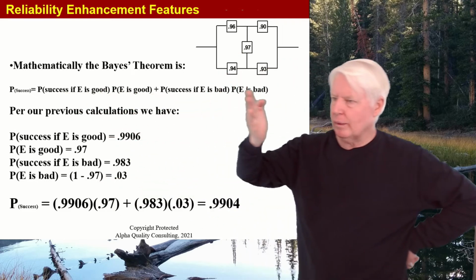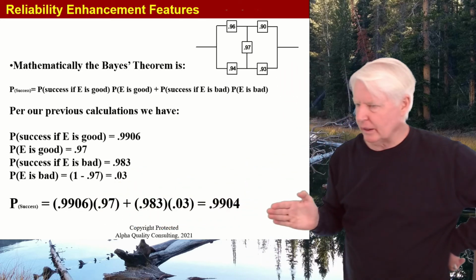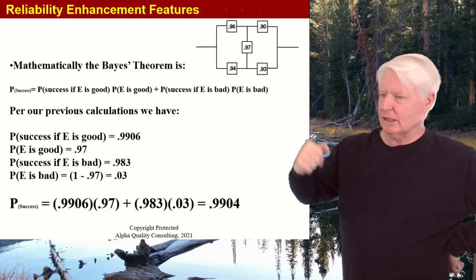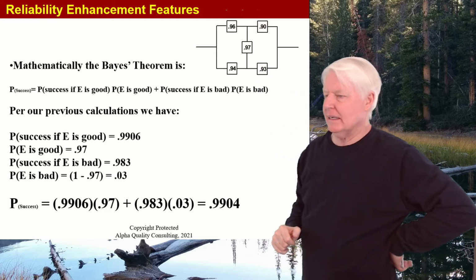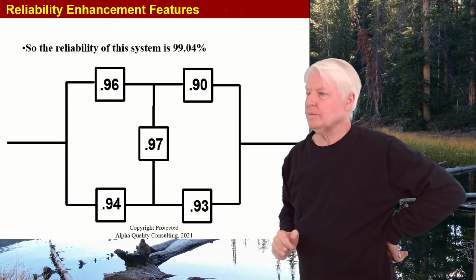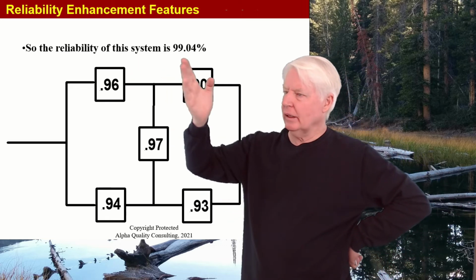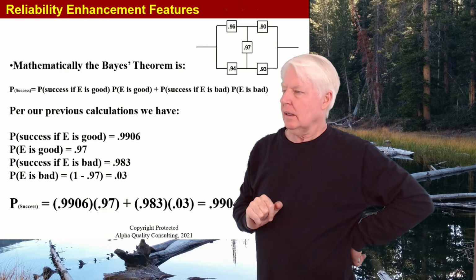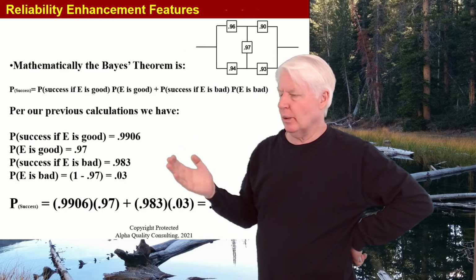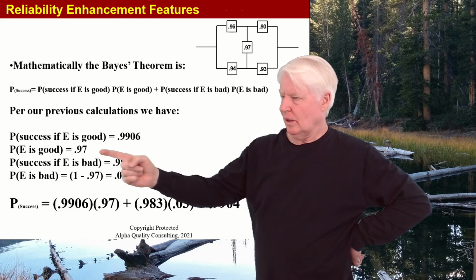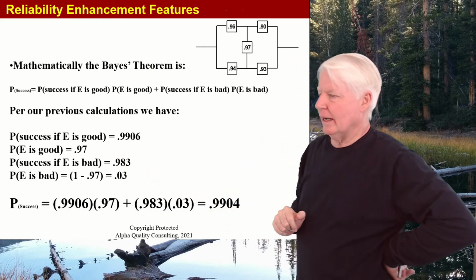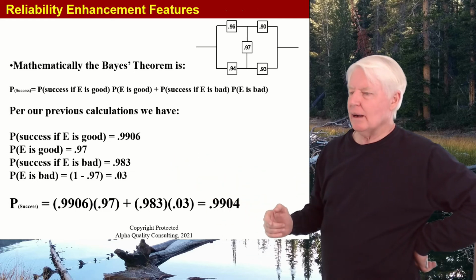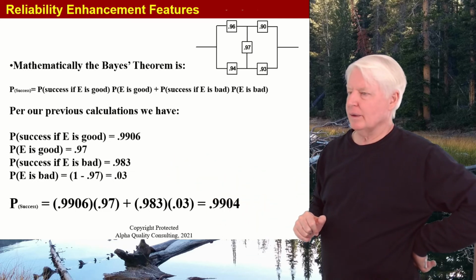Now that we have all that, we can put it into our Bayes' theorem calculation, and we get a reliability of this system with the enhancement of 0.9904. So the reliability of the system is 99.04% at a given point in time where these probabilities were at. So maybe this is operated for 500 hours, then that would be the reliability at 500 hours.